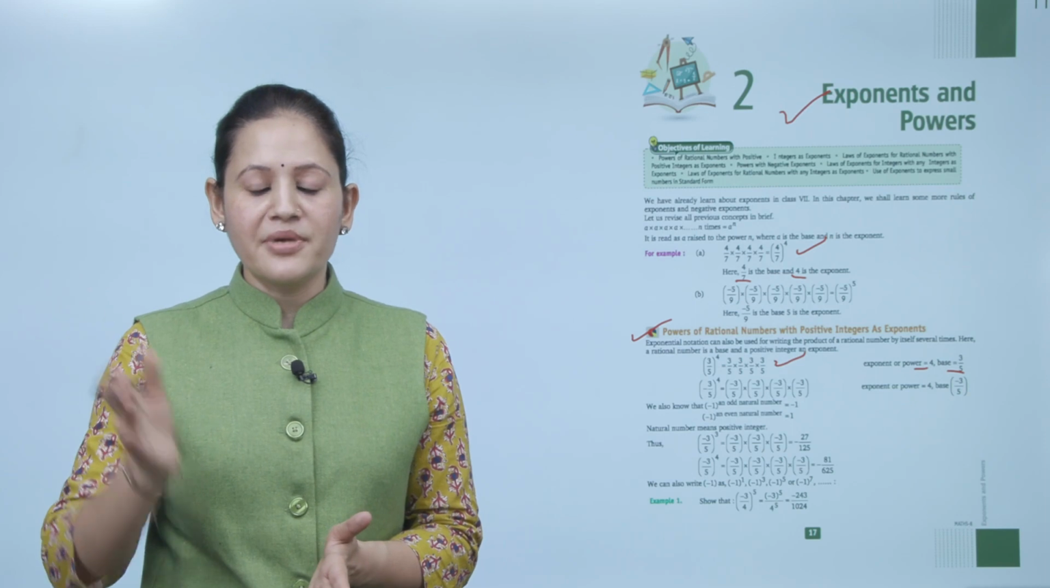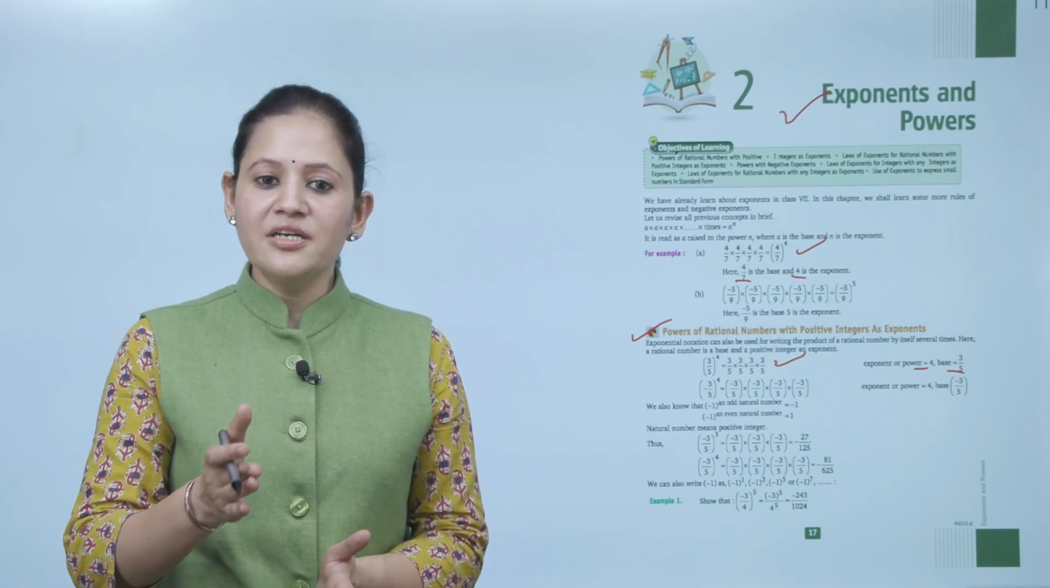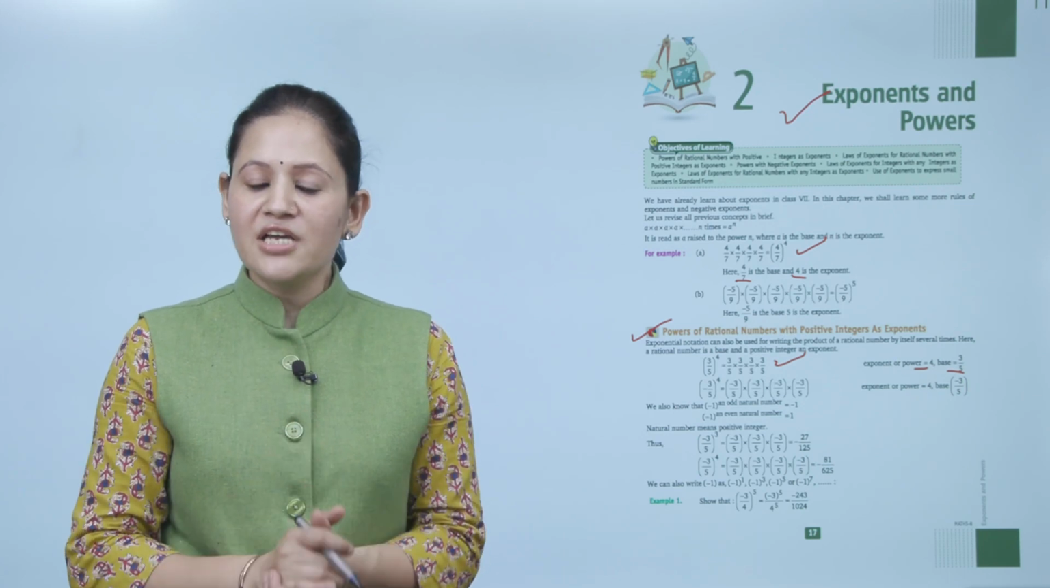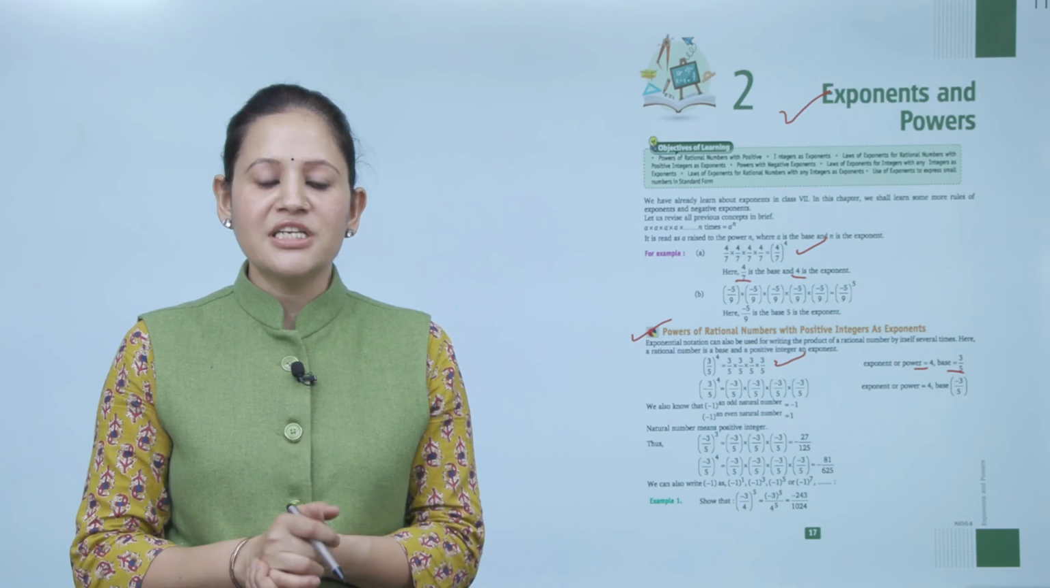We also know that minus 1 to the power of an odd natural number is equal to minus 1. Minus 1 to the power of an even natural number is equal to positive 1. Natural number means positive integer.